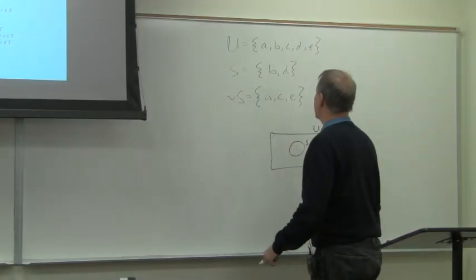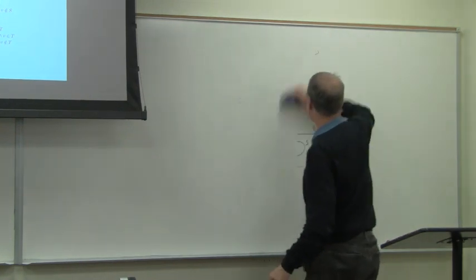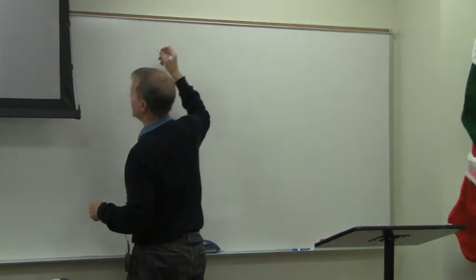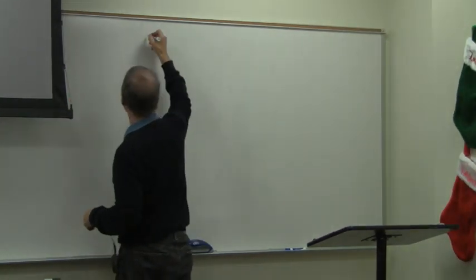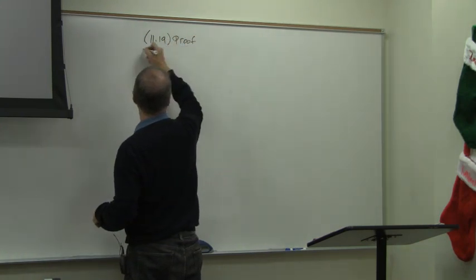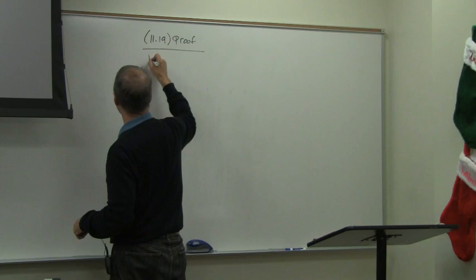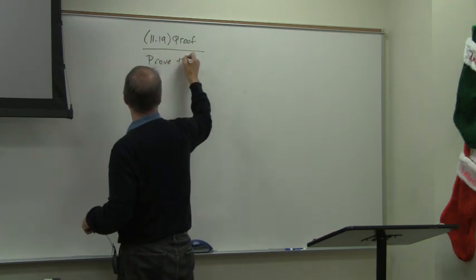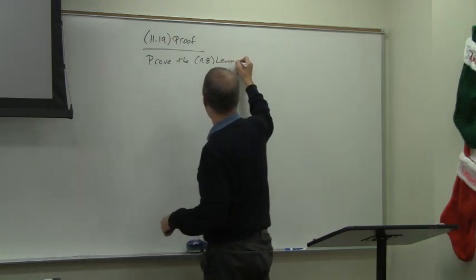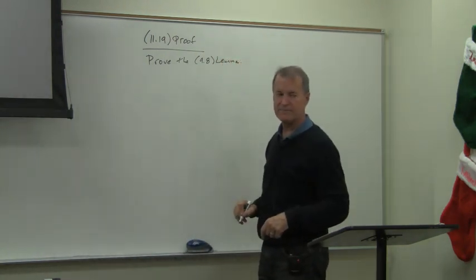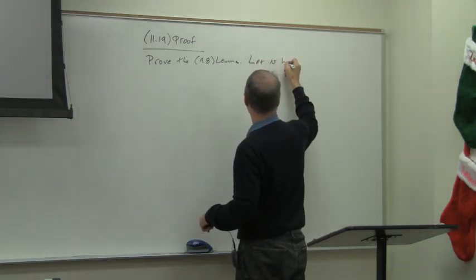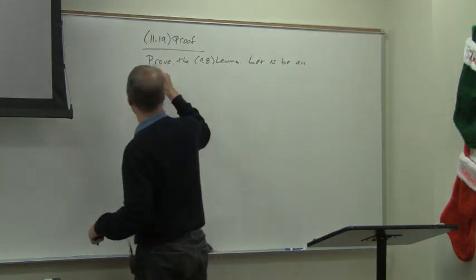Maybe we should prove this. Let's prove this. Let's say 11.19 proof. Okay, so let's start. Here's what we'll do. We'll prove the 9.8 lemma. And what do we always say? Let V be a what? An independent or an arbitrary element. Let V be an arbitrary element.